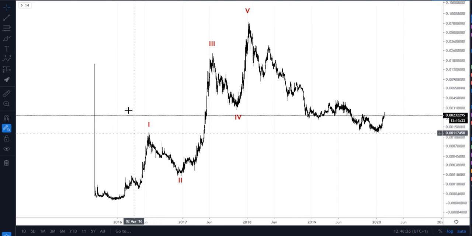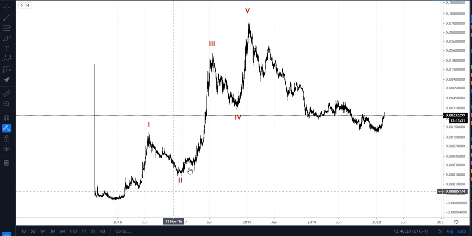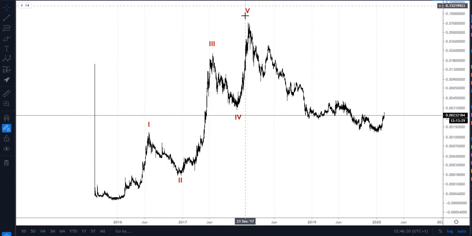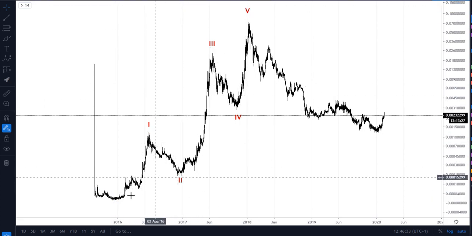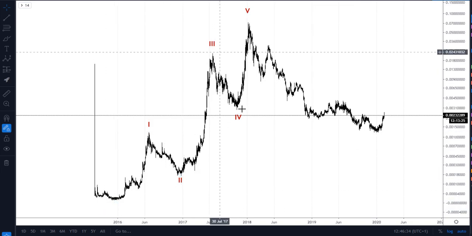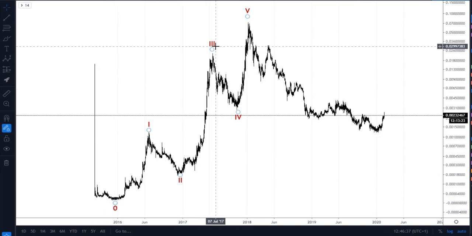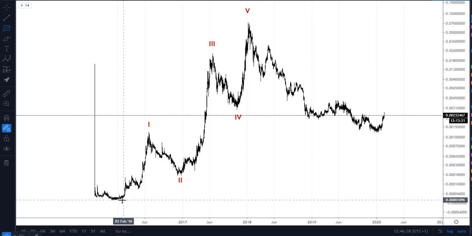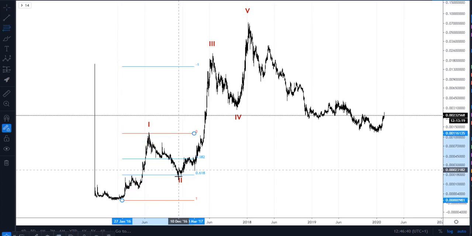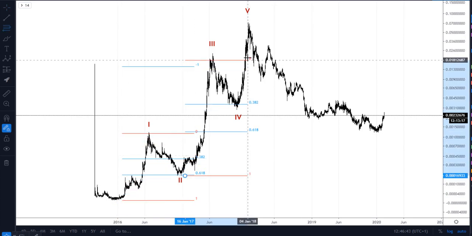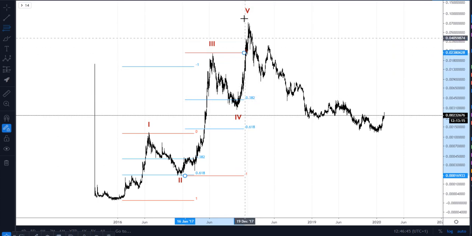This is CEWA coin against the dollar, and that's one of the most beautiful impulses that I've seen. Pretty clear, right? 1, 2, 3, 4, 5. Wave 3 is the longest. If you measure it, wave 2 is a 618. Wave 4 is about a 382, and your wave 5 is similar length as wave 1.